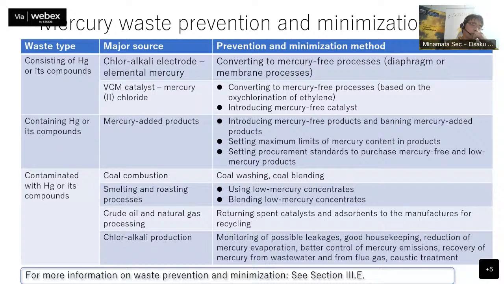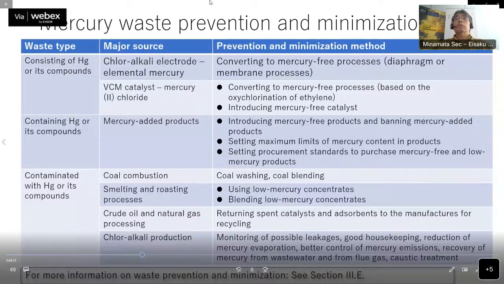Waste prevention and minimization is the most important step in waste management. The TG provides prevention and minimization method for chloralkali production, vinyl chloride monomer production, mercury added products, coal combustion, smelting and roasting processes, crude oil and natural gas processing. If you are interested, please see Section 3E for more information.